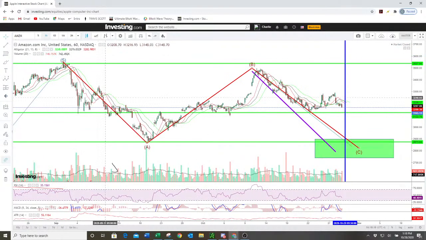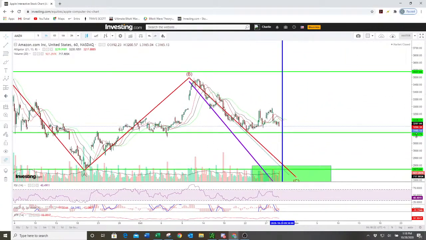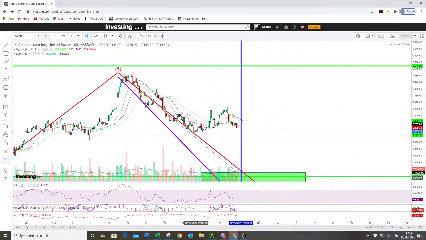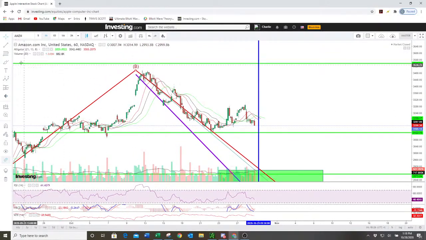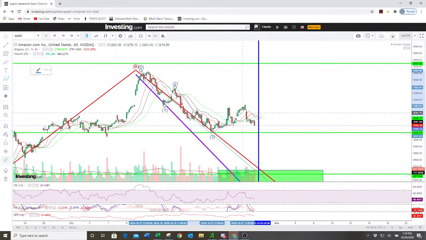We're currently in this A, B, and C correction, right? And if we look up closer, we can kind of already see it here. It looks pretty obvious that we have this wave 1, 2, this looks like it might have been a 3, right? Now we're on this wave 4, and we're going to probably head further down.